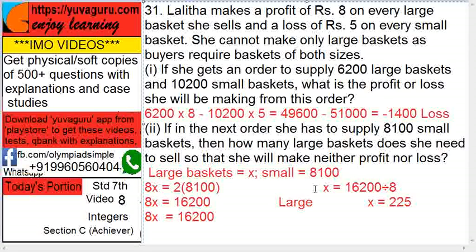So x equals 16200 divided by 8. 8 twos are 16, 8 twos are 16, and 5 225. So large baskets equals 225. She has to make 225 large baskets so that there is neither loss nor profit.